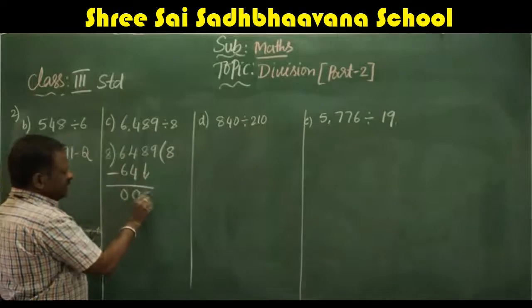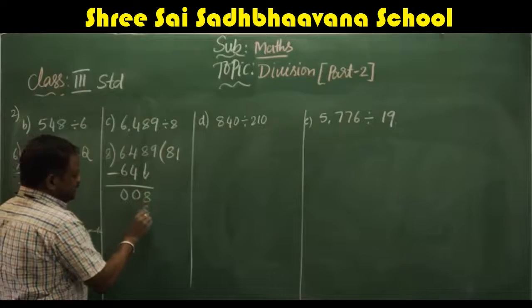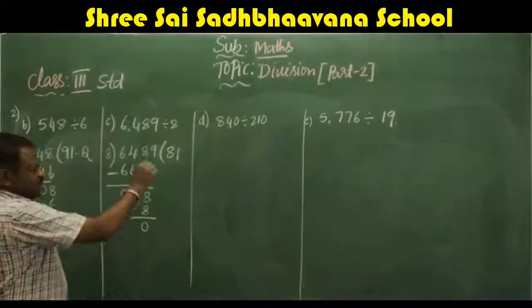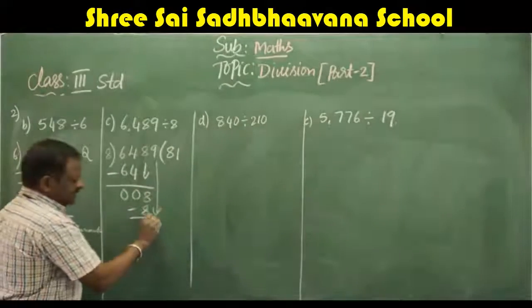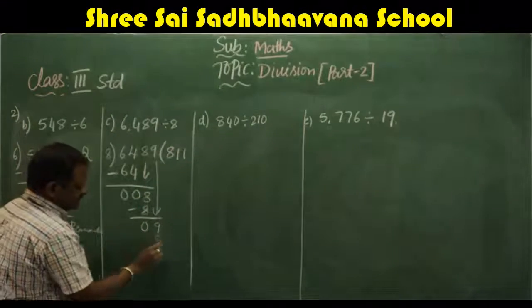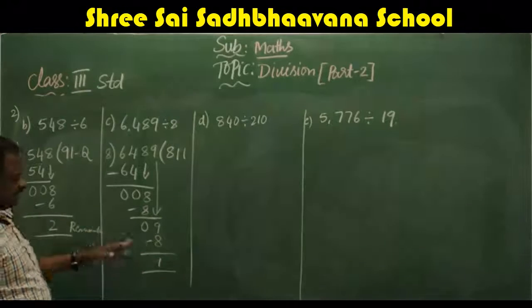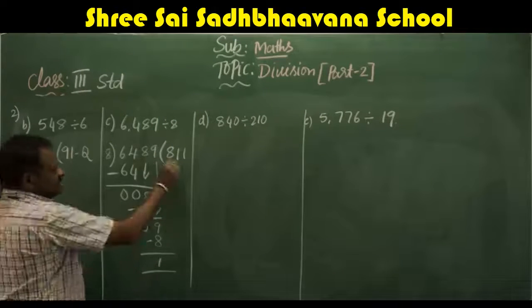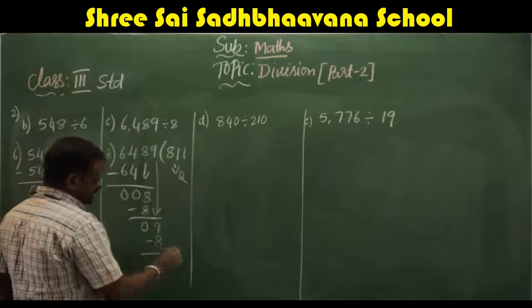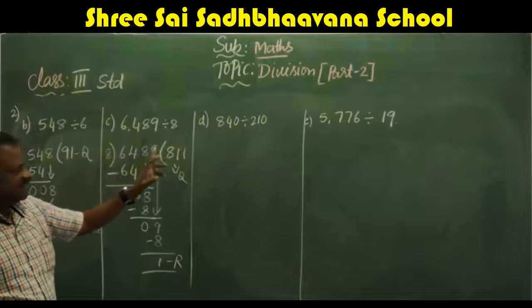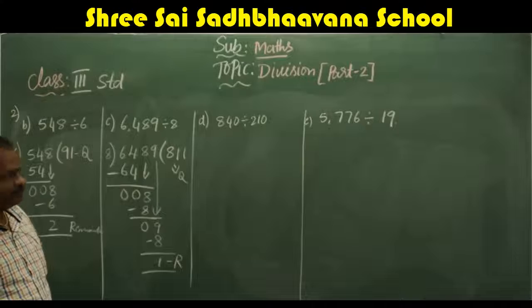Now we take down 8, 8 1s are 8. Subtract, we get 0, 8 minus 8, 0. You take down 9, 8 1s are 8. You subtract 9 minus 8, 1. So this is the quotient, this is the remainder. 1 is the remainder, 811 is the quotient.